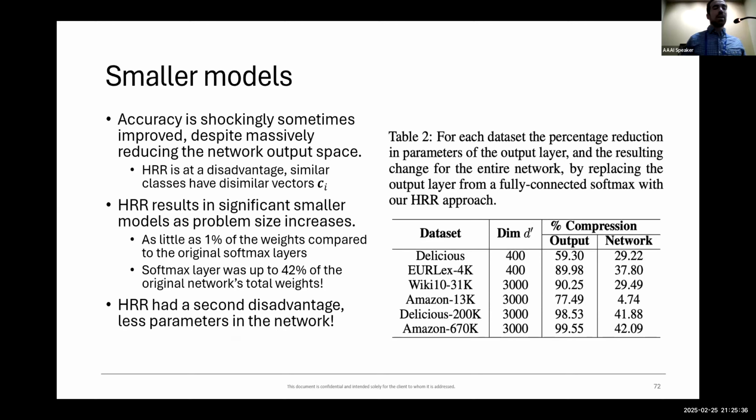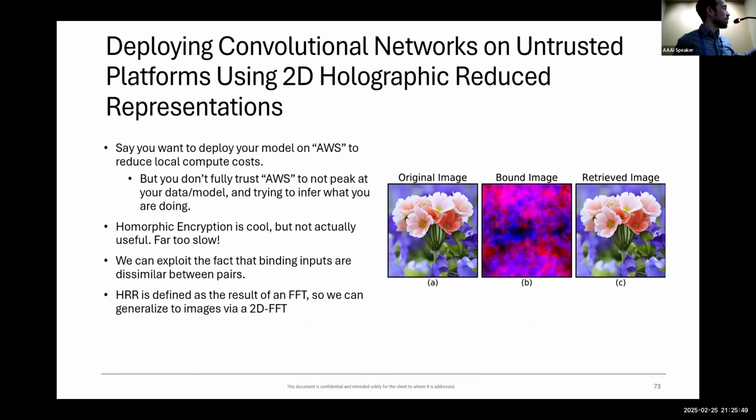Let's keep going. These are just some results. I'm going a little slow, so here I'm just showing that the network was much smaller using HRRs instead of doing the naive approach. So let's go to another fun example.